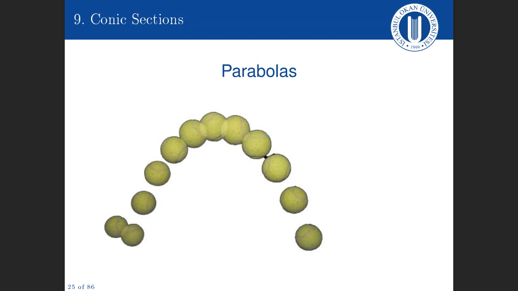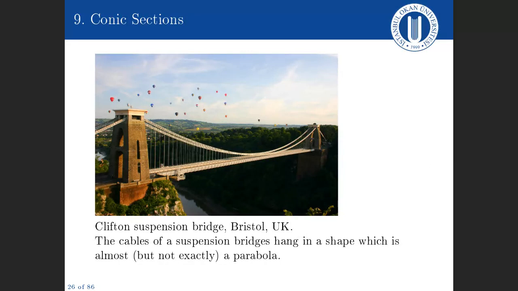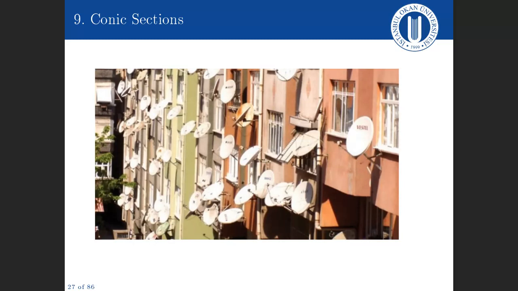First, let's talk about parabolas. Where do we see these? For example, in a bouncing ball, or on a suspension bridge. Now, actually, the cables in a suspension bridge hang in a shape which is almost but not exactly a parabola. Why is it not exactly a parabola? It's because of the forces of the bridge pulling down on the cable. If you become a bridge engineer, you can ask your engineers why it's not exactly a parabola. But if we want to draw a suspension bridge, usually we just draw a parabola. And we see parabolas on satellite dishes. I'll explain why later.